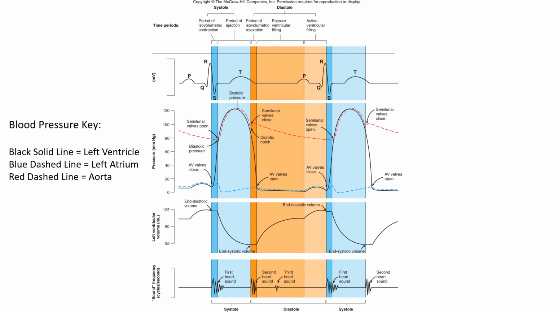And again, I haven't mentioned it, but down at the bottom, you see the lub dub sounds, the heart sounds. The lub at the beginning of the isovolumetric contraction phase is caused by the AV valves closing, and the dub at the beginning of the isovolumetric relaxation phase is caused by the semilunar valves closing.